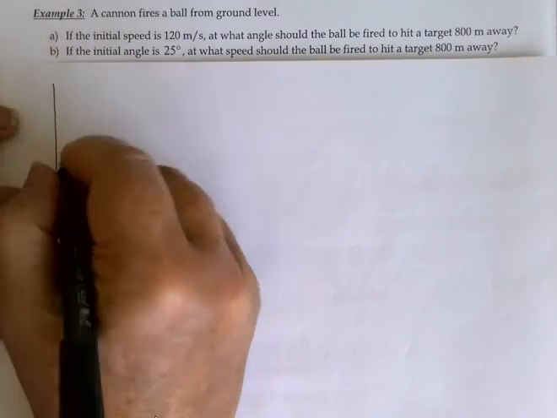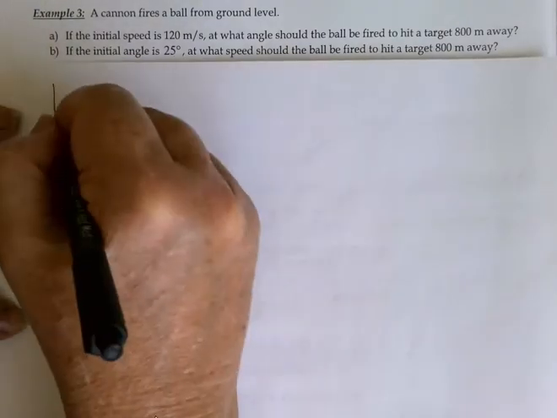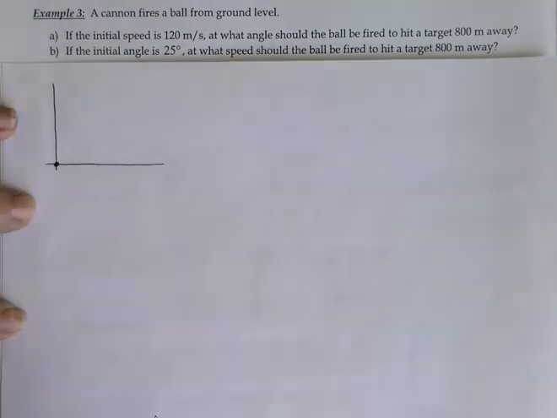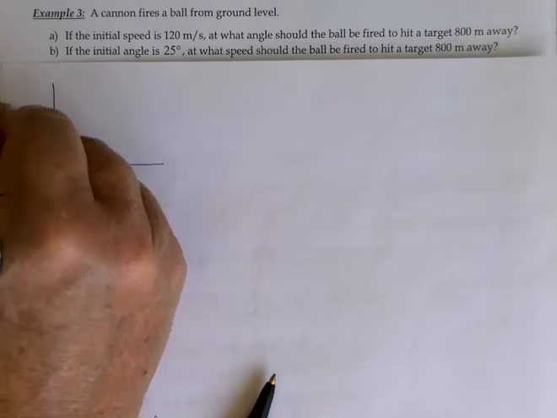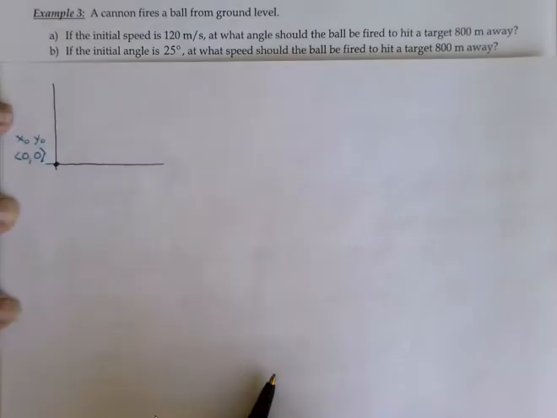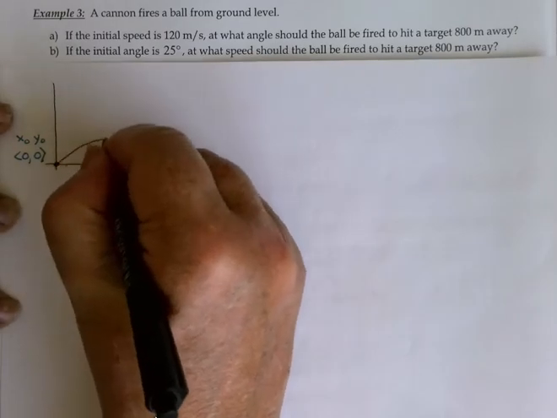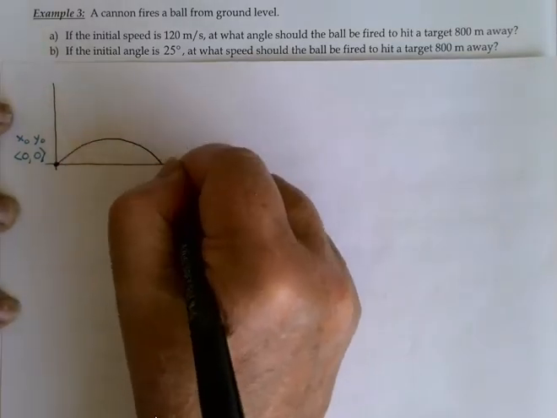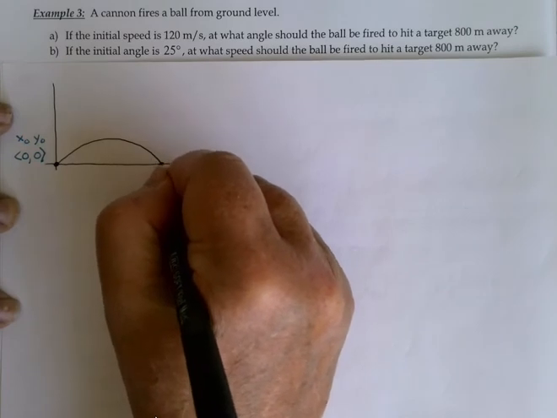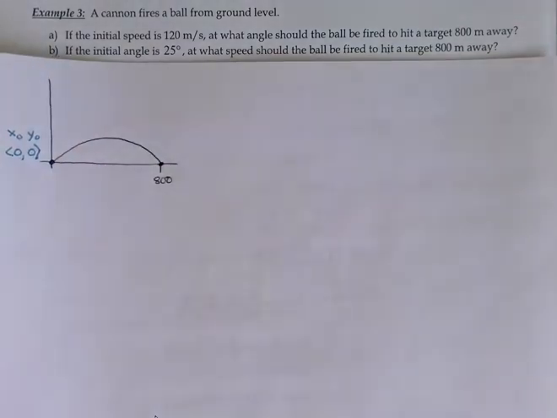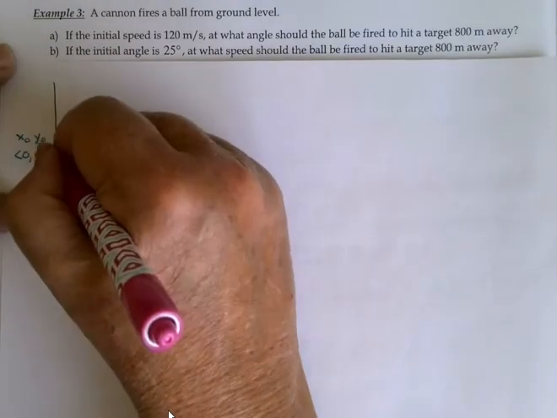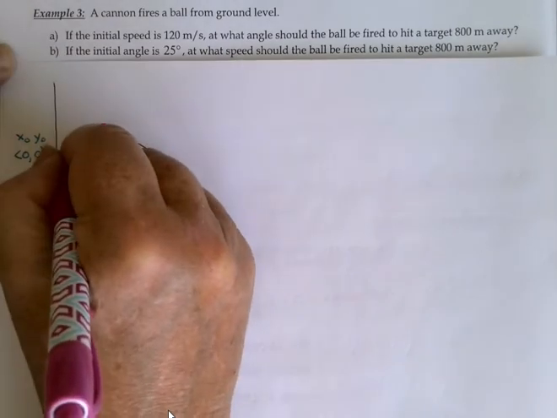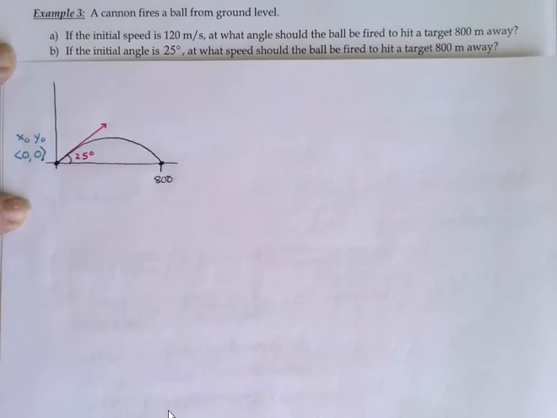So again, I'm going to start just by sketching this. We're firing from ground level, so there's my initial position, 0, 0. We still want this cannonball to go up in the air, come back down, and land at that target, which is 800 meters away. And the initial angle this time, I know, is 25 degrees. What I don't know is the initial speed.